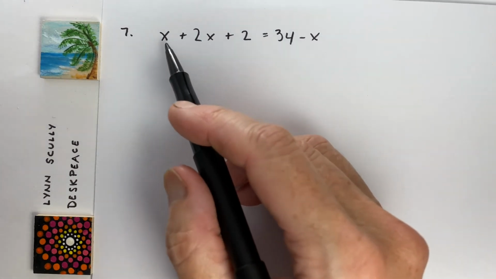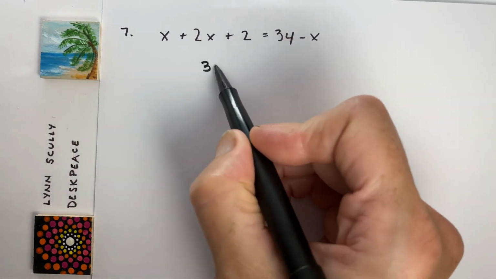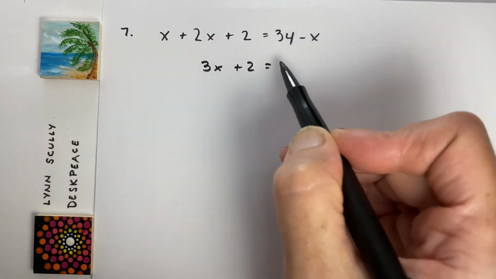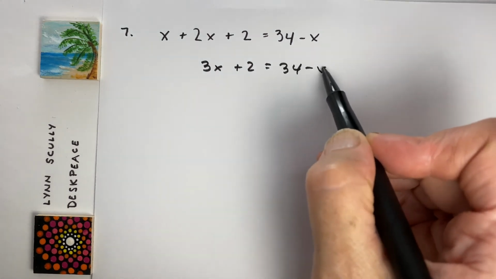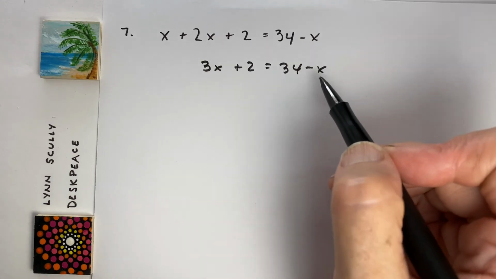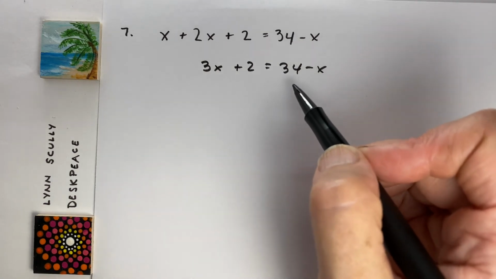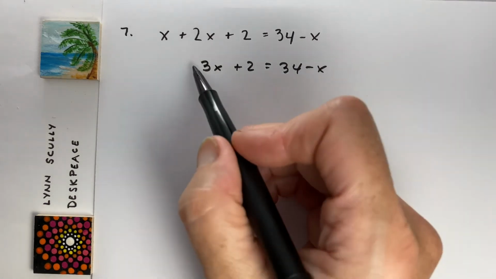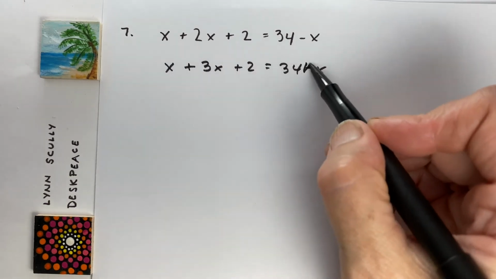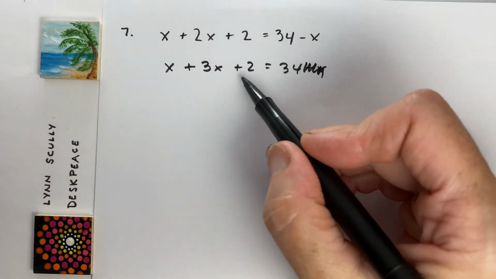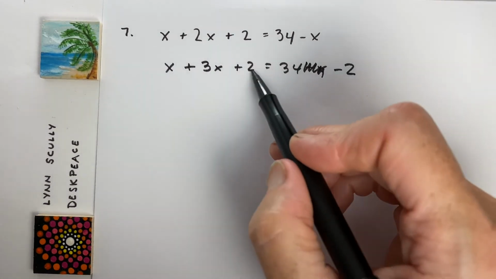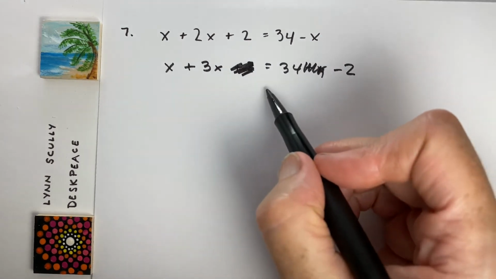Number 7, x plus 2x plus 2 equals 34 minus x. I'm going to combine these. X plus 2x gives me 3x's plus 2 equals 34 minus x. Sometimes I clean things up so I can see more clearly and get to my goal. This minus x, I'm going to add over here. This 2 is attached by addition. I'm going to move it by subtraction because I don't want it on the side with the x's.